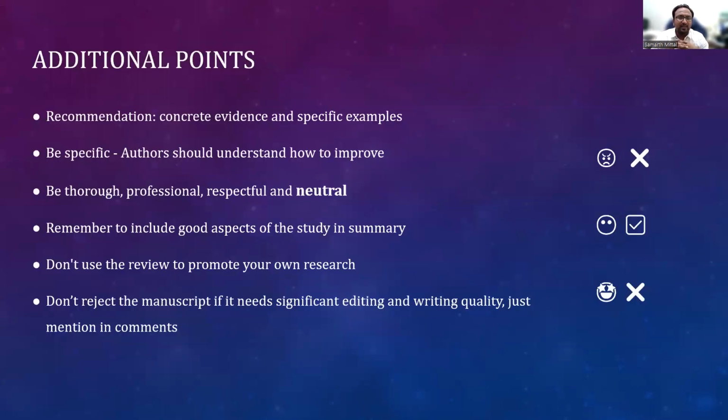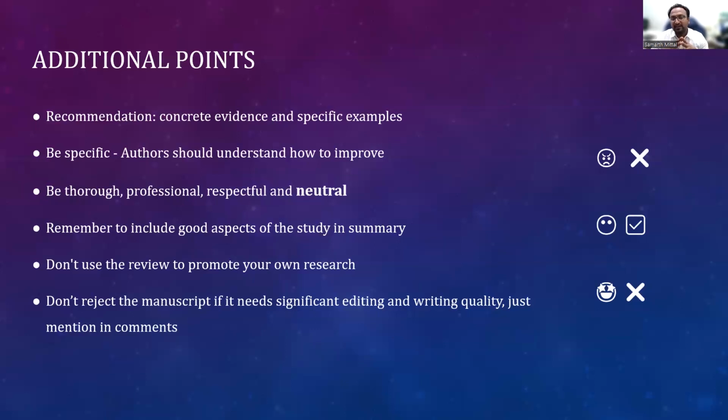Now, additional points that can be added are recommendations with concrete evidence and specific examples, but one needs to be very specific so that authors can understand how to improve their manuscript. In doing this, one should be thorough, professional, respectful, but neutral, which is the key here. Remember to include all the good aspects of the study in the summary, even if you are not accepting the manuscript for the journal. Don't use the review to promote your own research, because self-citation and promoting your own research through this channel is not the right method.